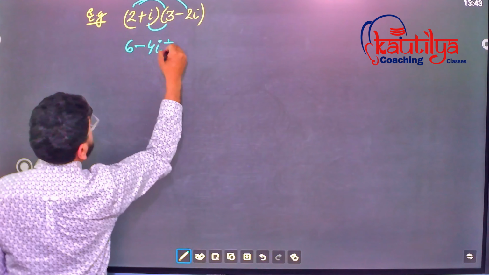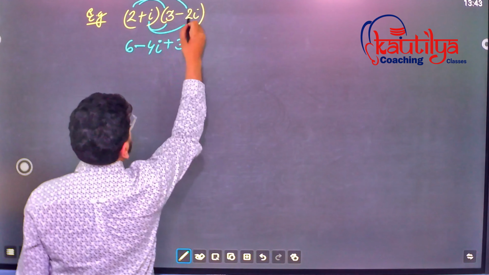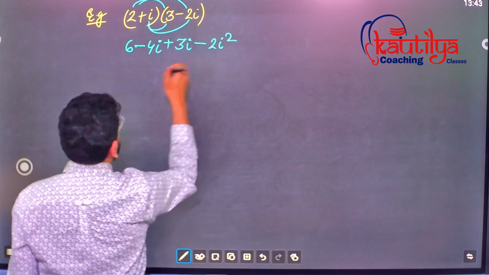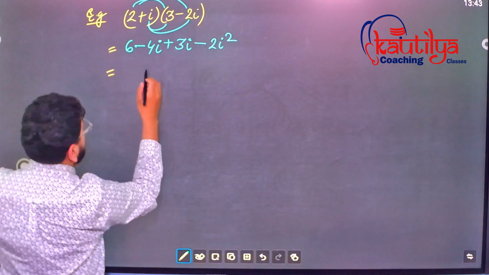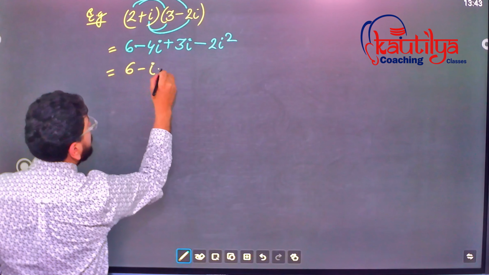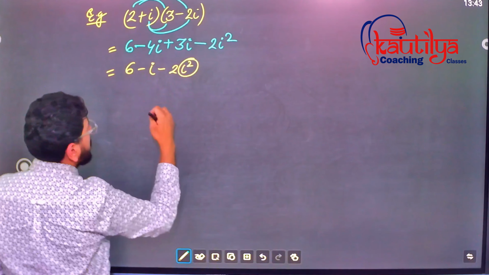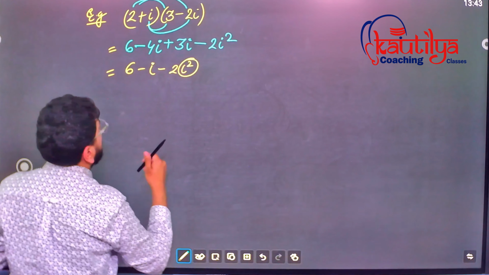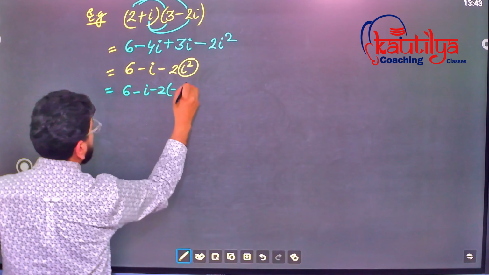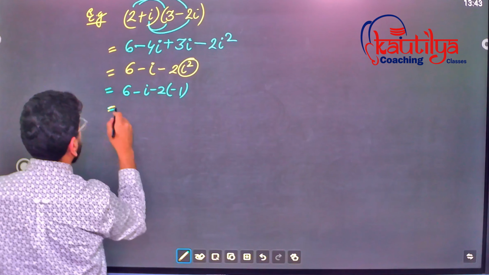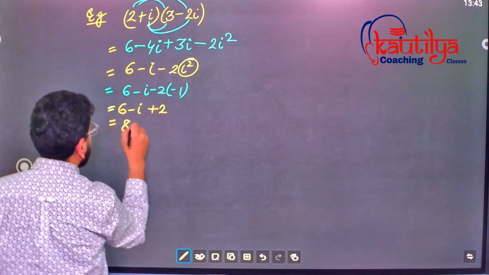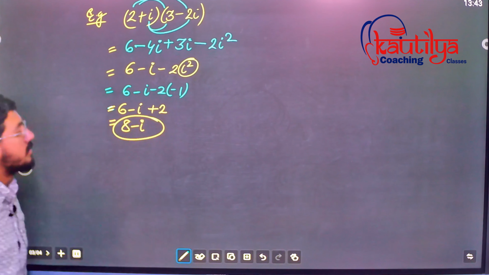plus 3 iota, and plus minus is minus 2 iota square, right? Yes, then minus 4 plus 3, that is -1, so 6 minus iota minus 2 iota square. Put the value for iota square, that is -1. So the answer is 6 minus iota minus 2 into minus 1, minus minus plus is there, so 6 minus iota plus 2, that is 8. Answer is 8 minus iota, which is the required result.